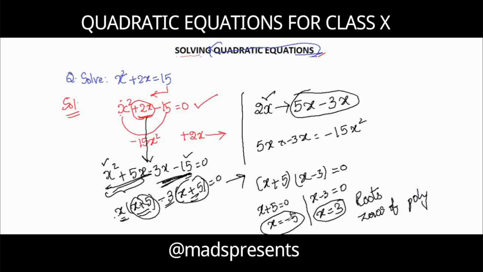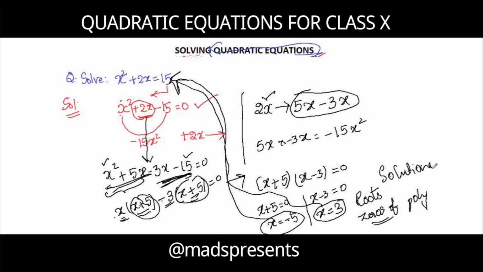Because if you replace x with minus 5 and keep it in the equation, it satisfies. Take x equal to 3 and keep it in the equation, it satisfies. That's why it is called a zero of the polynomial. They are also called solutions. This method is called the factoring method or splitting middle term method.